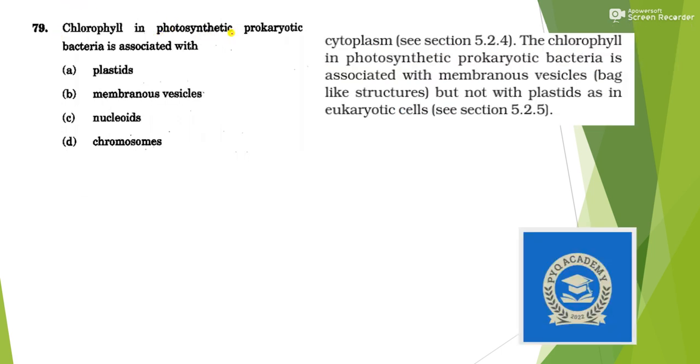Chlorophyll in photosynthetic prokaryotic bacteria is associated with what? This is directly given in the cell chapter. You can see here that chlorophyll in photosynthetic prokaryotic bacteria is associated with membranous vesicles. So the answer is option B. And you could have eliminated options, but seeing plastids you must have had a little bit of doubt, but option B is the correct answer.